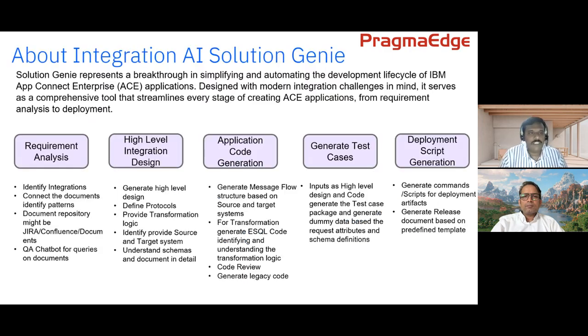Now, as we talked about the integration AI solution Genie, the reason I'm calling it Genie is that it's a one-stop place where, for an integration, starting from requirement analysis till generation of deployment scripts, we use AI capabilities to generate the outputs. As in any integration project, for requirement analysis we get functional solution documents, functional or process diagrams, and very detailed documentation. These documents can be on Jira, Confluence, or other documentation sources. These are the source input for this.